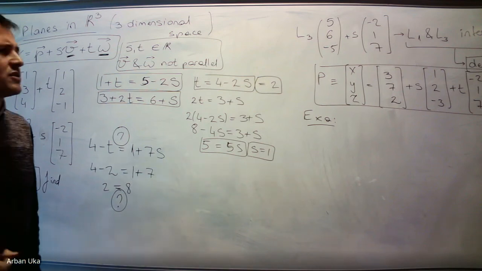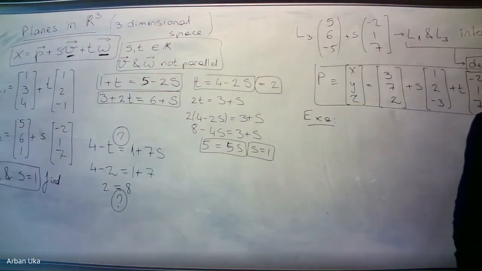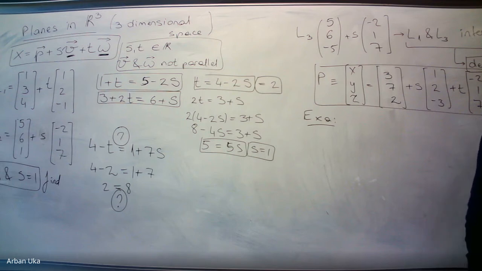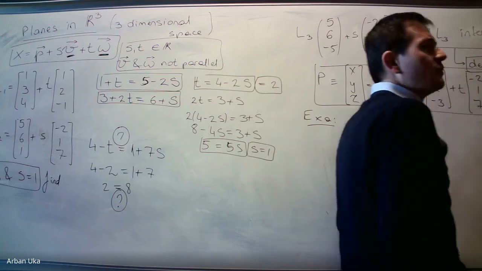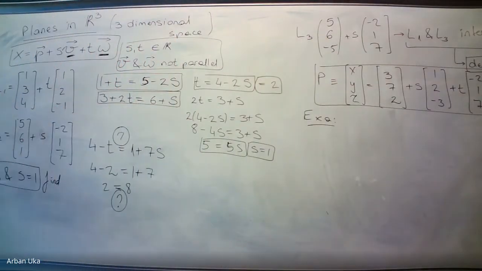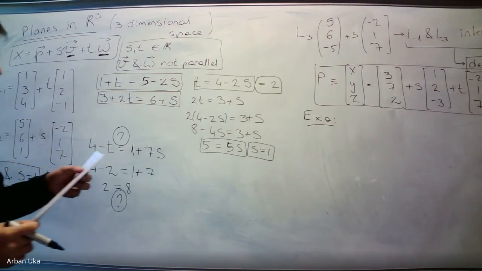Okay. So find whether the plane passes through the origin of the Cartesian coordinate system, which in this case is going to be the xyz 3D. Now let's see another example.